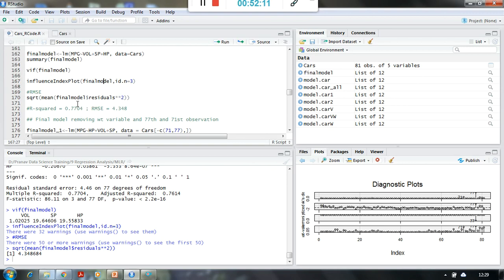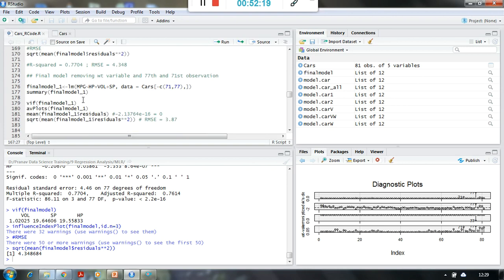As far as this is concerned, it is almost around 10%, 7 to 8%. So that is my error. Okay, we will evaluate it later on.